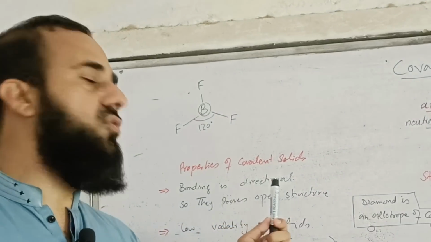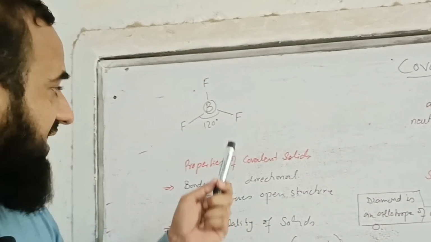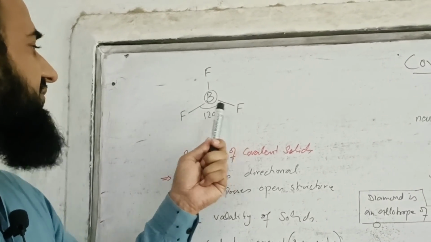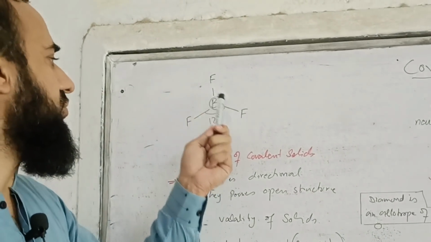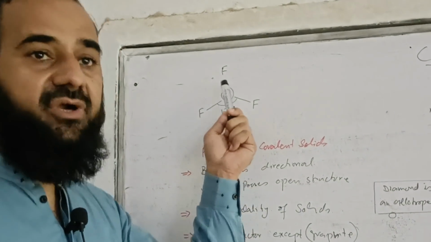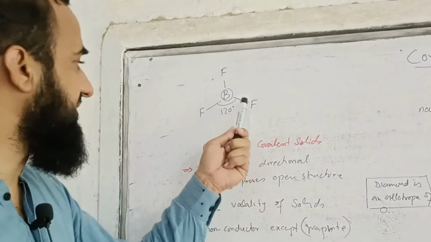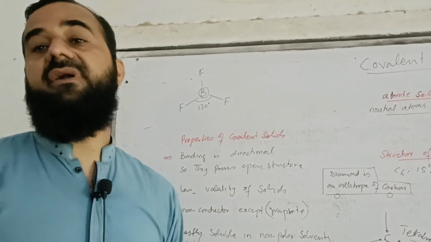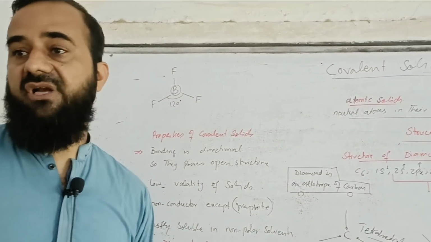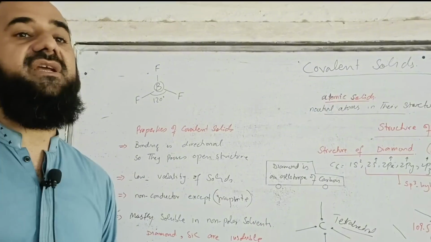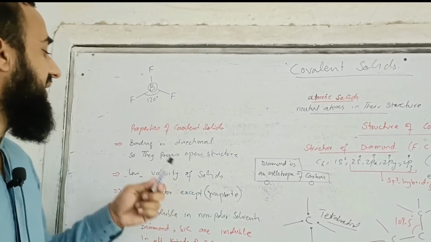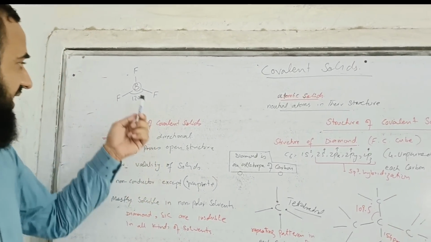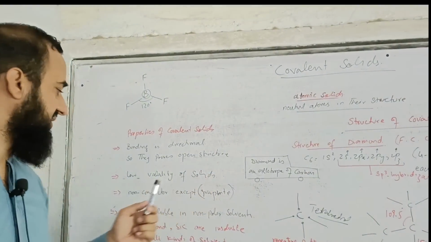The bonding in covalent solids is directional. As we see in the BF3 molecule, the central atom is linked with the fluorine atoms through a proper direction, hence the bonding is called directional. Due to this direction, its structure is open. While in ionic solids there is no proper direction, we don't represent the ionic bond with a line, hence their bonding is non-directional and their structure is called closed, while covalent solids have an open structure.